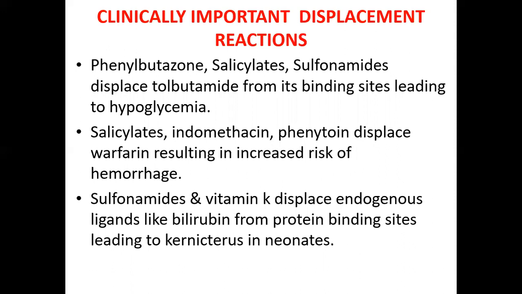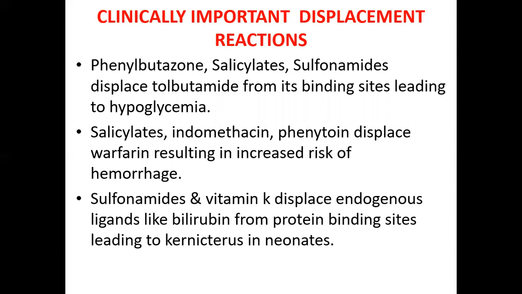So all these drugs, phenylbutazone, salicylates, sulfonamides, and tolbutamide bind to albumin. But phenylbutazone, salicylates, and sulfonamides have higher affinity when compared to tolbutamide, and hence they displace tolbutamide from its binding sites. So what happens when the drug is displaced from its binding site? There is increased concentration of the drug in the plasma, thereby leading to hypoglycemia. Salicylates, indomethacin, phenytoin displace warfarin, resulting in increased risk of hemorrhage.